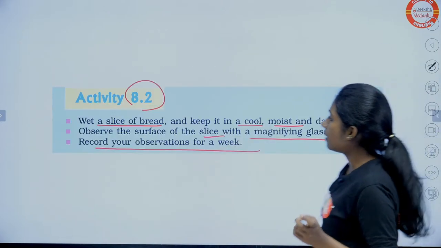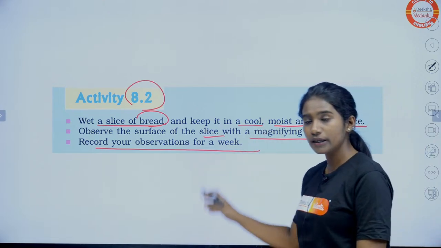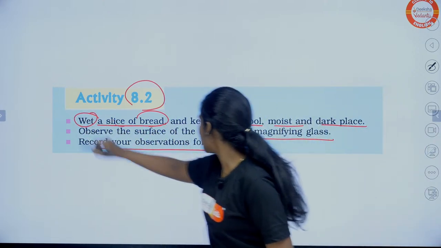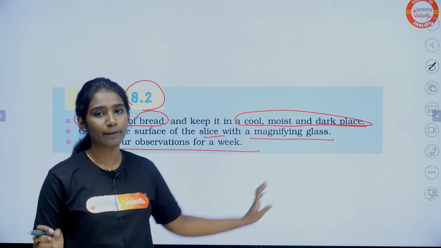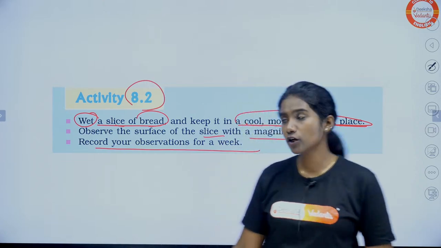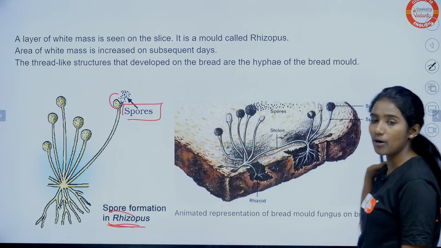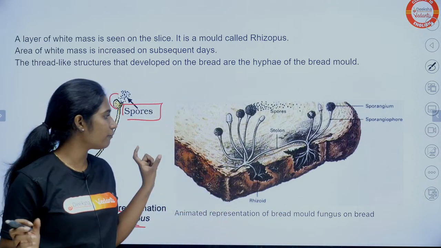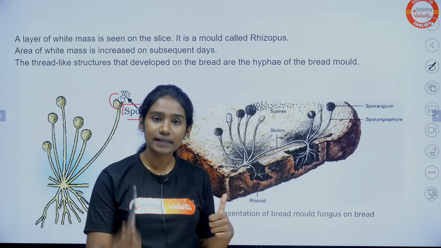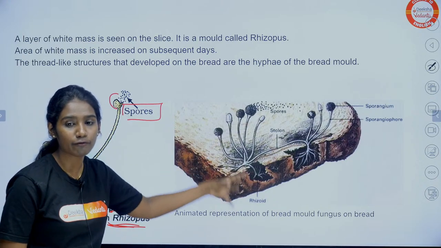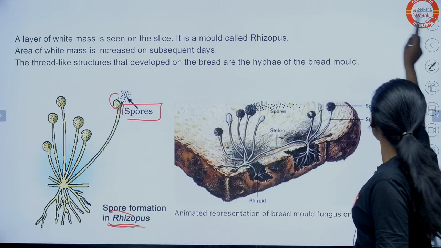I told you, here they are making the slice of bread a bit wet and then keeping it in a cool, moist and dark place. This condition is required for the fungus to multiply over bread. Only then will you see the spores getting released, multiplying, and spoiling the bread. You can observe this with a magnifying glass also. Clear with that? In the first activity, we saw how yeast multiplies. In the second activity, we saw how this fungi, rhizopus, multiplies. Okay, fine. We'll move on to the next activity.